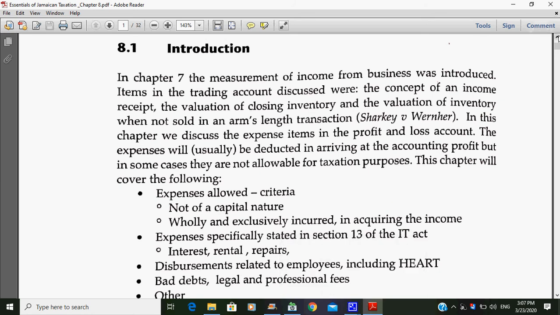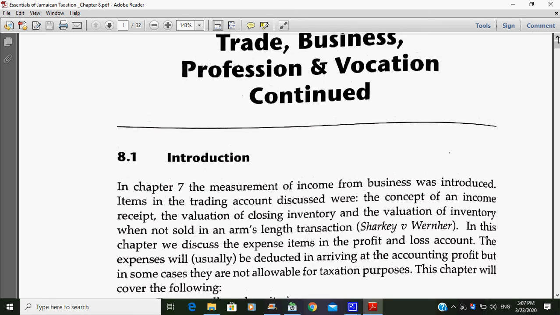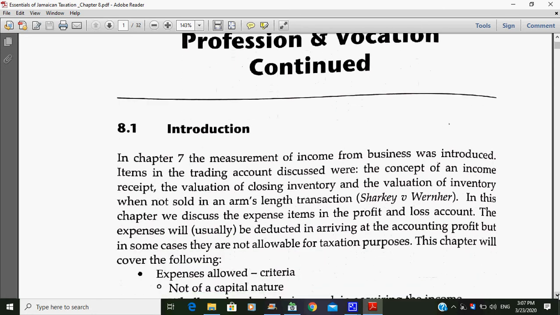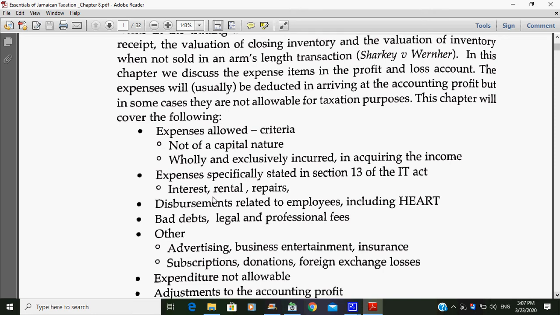Today, we're going to look at taxation. We're going to take some looks at how to apply the wholly and exclusive rule for expenses allowed and expenses that might be disallowed as well. Alright, so we'll look at some little details as we go along.